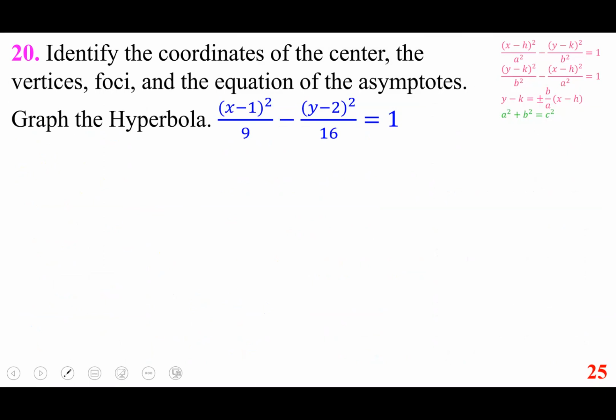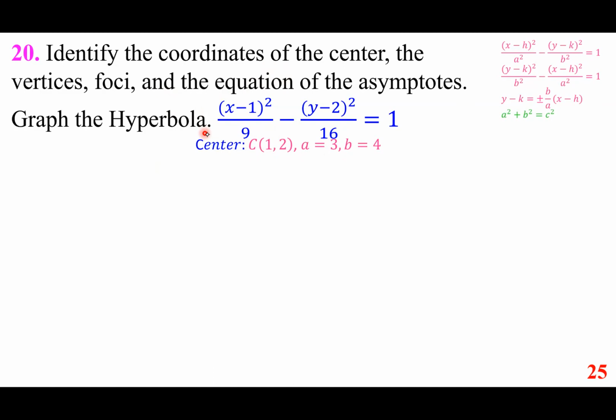Identify the coordinates of the center, the vertices, foci, and the equation of the asymptote. Graph the hyperbola. So, centered at (1, 2), A is the square root of 9, or 3, B is the square root of 16, or 4. It's the first thing we notice. Since we see a positive value here and this is negative, it opens sideways. In essence, we have x squared, so it opens sideways when it comes to this hyperbola.